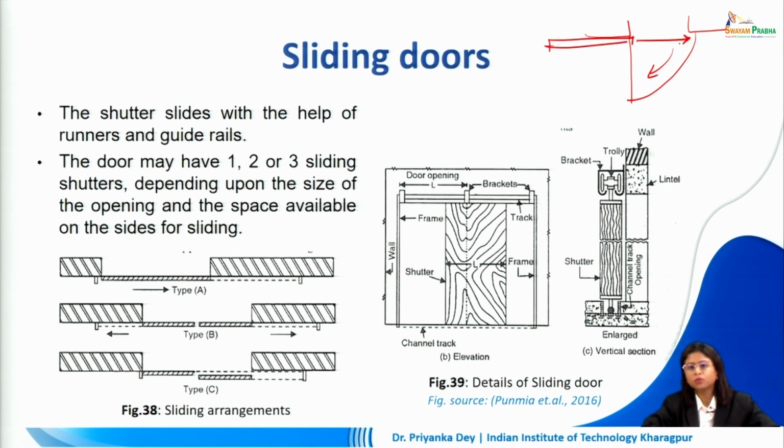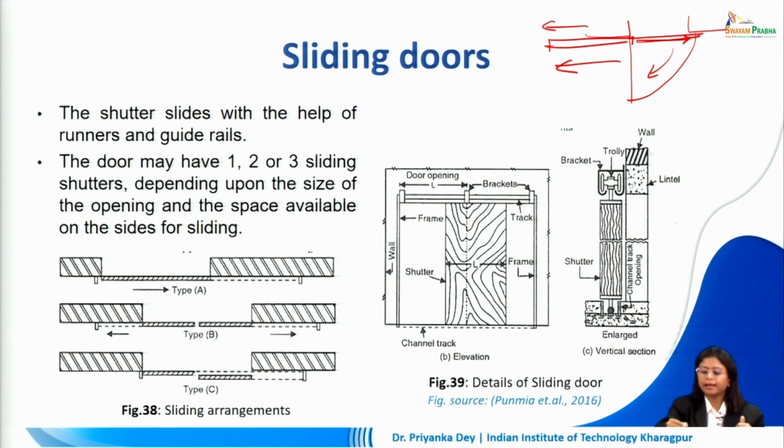In that case, we can go for this option. The sliding door may have 1, 2 or 3 sliding shutters depending upon the size of the opening and the space which is available on the sides for sliding. So say in this wall, how much area do I have on the sides so that I can keep the shutters there after opening it up.